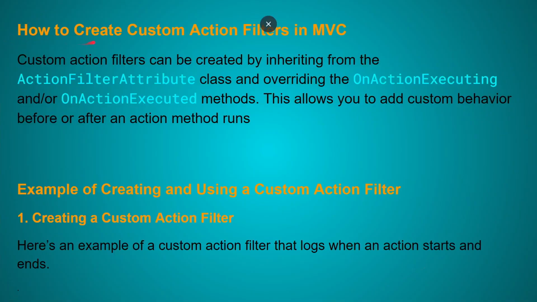Now we'll see how to create a custom action filter in MVC. Custom action filters can be created by inheriting from the ActionFilterAttribute class and overriding the OnActionExecuting or OnActionExecuted methods. This allows you to add custom behavior before or after an action method runs. Example of creating and using a custom action filter. Creating a custom action filter. Here is an example of a custom action filter that logs when an action starts and ends.